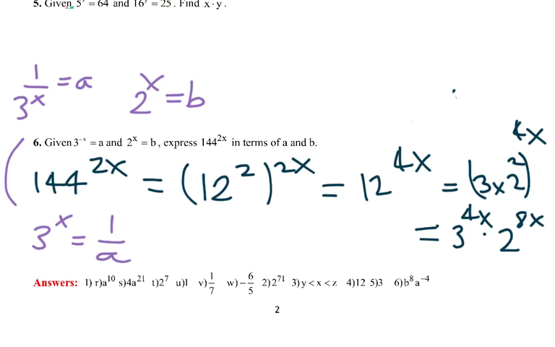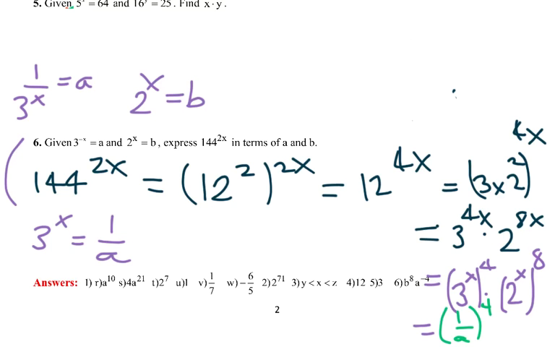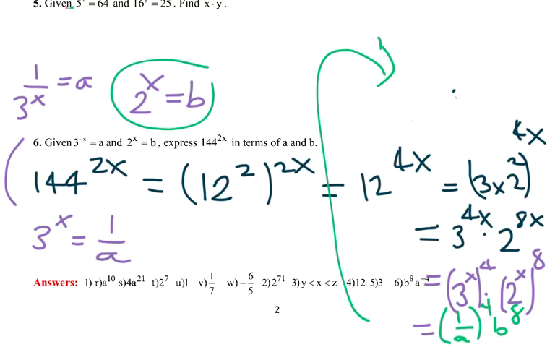So if we then use that knowledge, we could write these as 3 to the x to the power of 4 times 2 to the x to the power of 8. And so that is going to give me 1 over a to the power of 4. Then we're going to get b to the power of 8. And so finally we're going to end up with b to the power of 8 all over a to the power of 4.